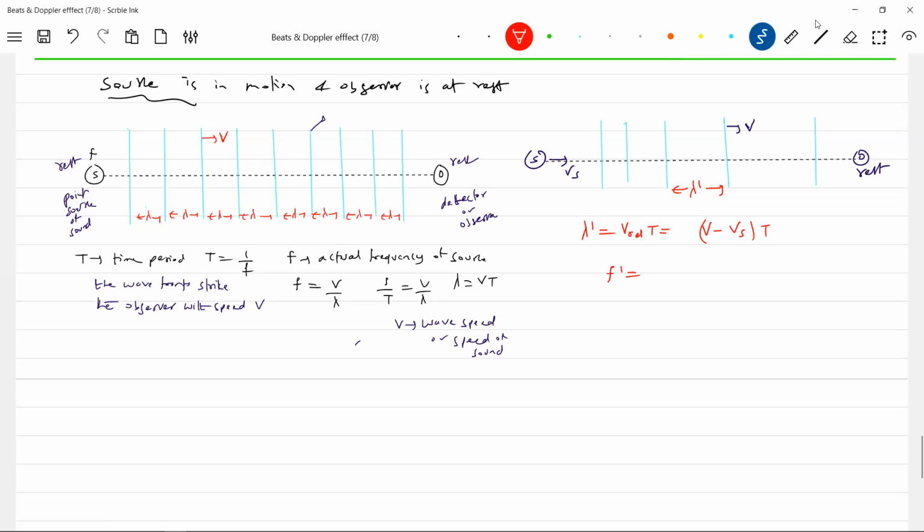What is f dash equal to? F dash will be equal to v by lambda dash. So the waves will come and strike with a speed v only. The speed with which you are projecting will be different. So this will become v, lambda dash is v minus vs. What is 1 by t? It will be f. So this is the apparent frequency.